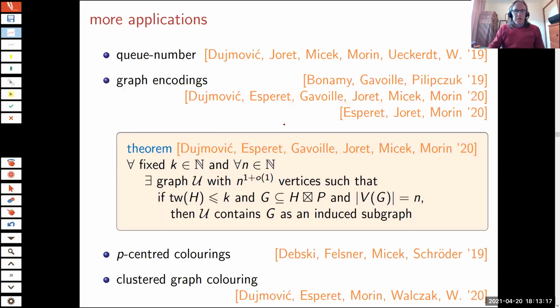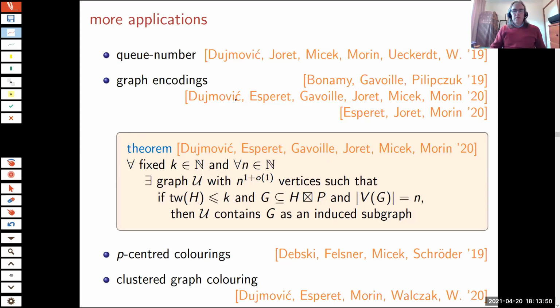One more application is in this area of graph encodings. Now, if you're a computer scientist, you'll talk about adjacency labelings, which is like an efficient way to encode a graph. The more graph theoretic way to think about it is as universal graphs under the induced subgraph relation. So imagine you want to define a graph U that contains every planar graph on n vertices as an induced subgraph. And now it turns out that you can get a very small graph U with that property.